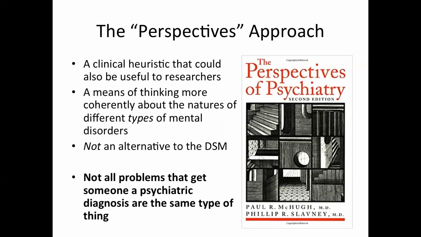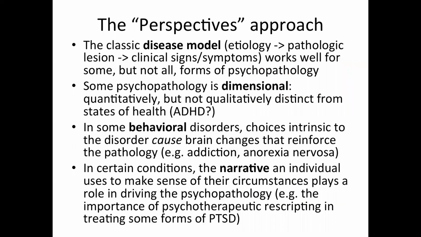It's not a complete nosological system. It shouldn't be seen as an attempt to offer an alternative to the DSM, but its central message is that not all problems that get someone to a psychiatrist or get somebody a psychiatric diagnosis are the same type of thing. So what do I mean by this? The Perspectives approach identifies four types of problems that can get a person to a psychiatrist, or four perspectives which are useful in understanding various forms of mental illness.